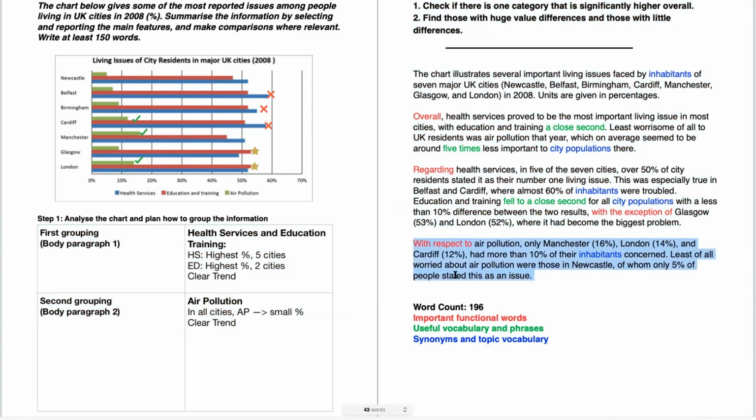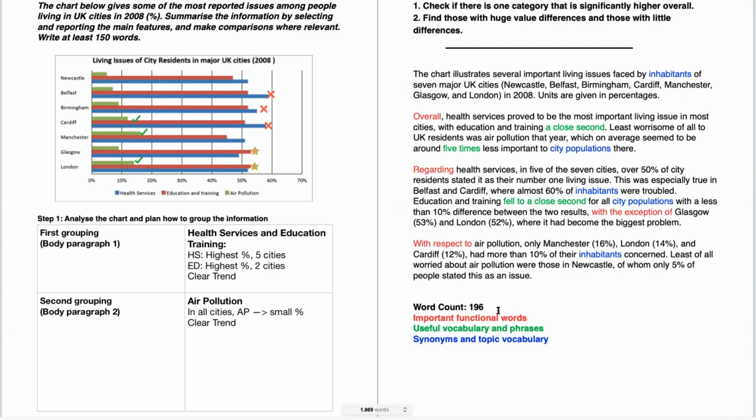paragraph is all about air pollution. With respect to air pollution, only Manchester, I've got their percentage, London and Cardiff had more than 10% of their inhabitants concerned. So I've used my 3 cases here. Least of all worried about air pollution were those in Newcastle. So I'm looking at this as well, of whom only 5% of people stated this as an issue. Now, I looked at this because it is the least amount, so it is something interesting to add.